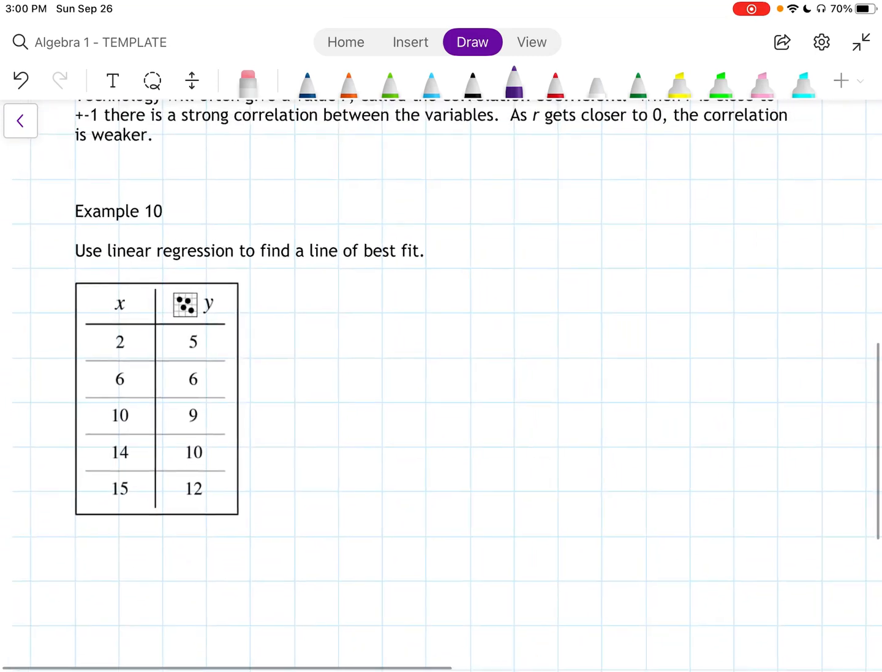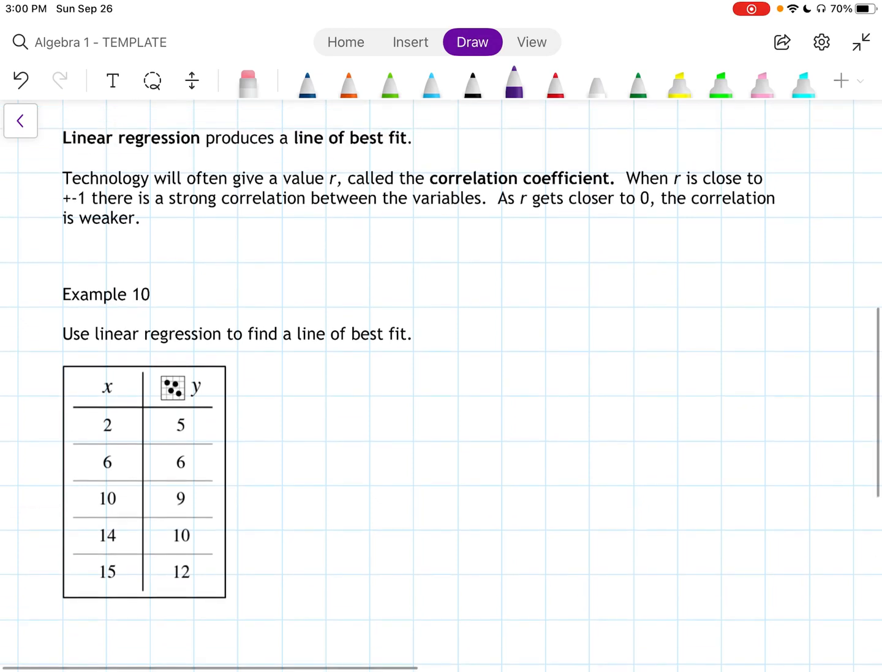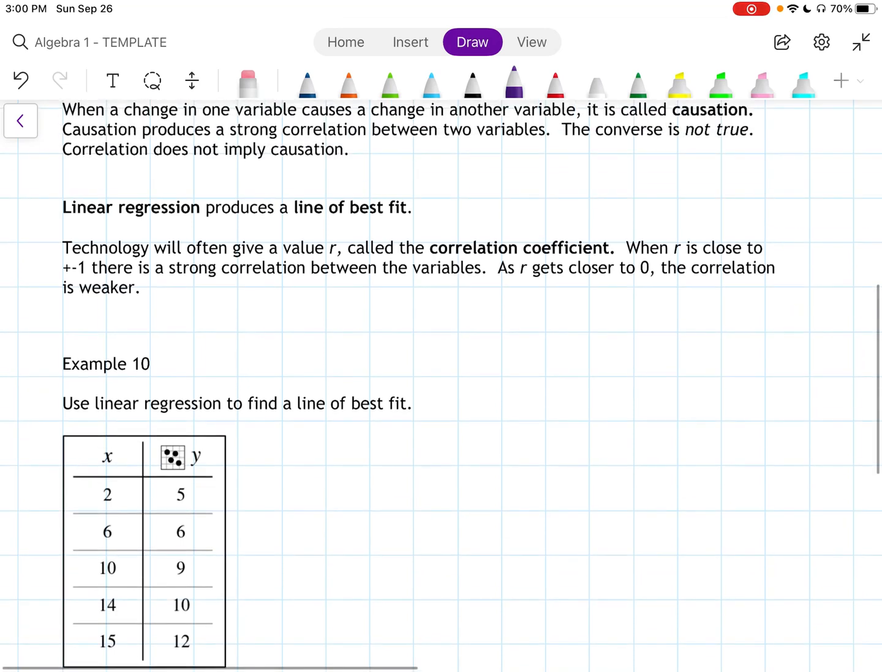Example number 10 needs to be done on a graphing calculator, so I'm not going to do that with you here. So you'll have to talk to me or go on YouTube and look for someone else that does that. But let me talk just a second about this piece that it said right here.